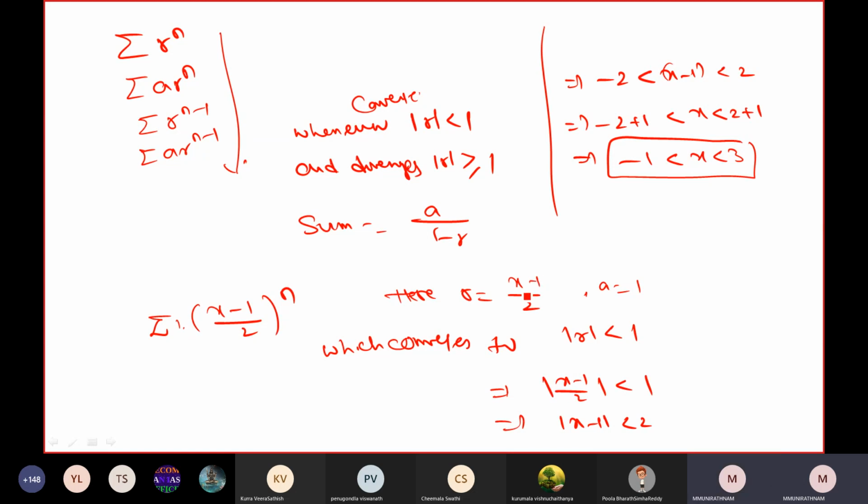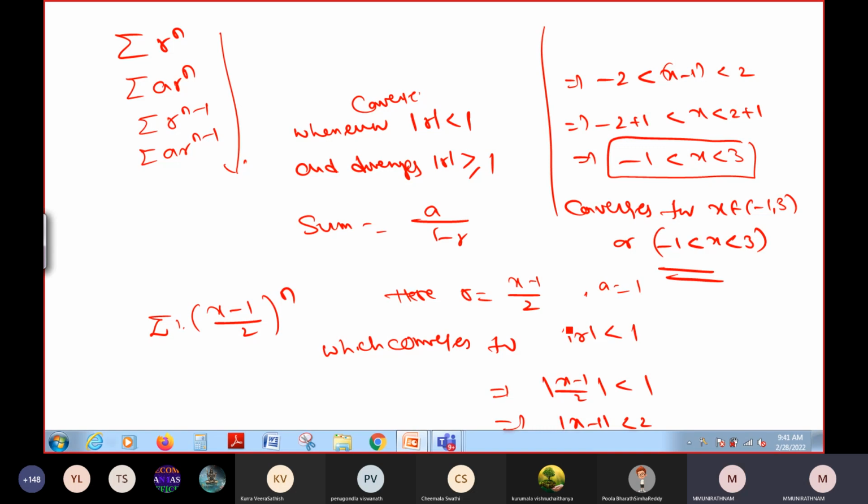So it converges for x belongs to (minus 1, 3), or minus 1 less than x less than 3.